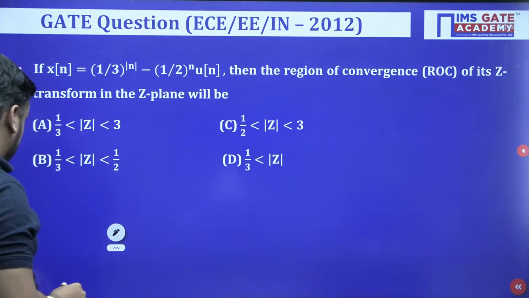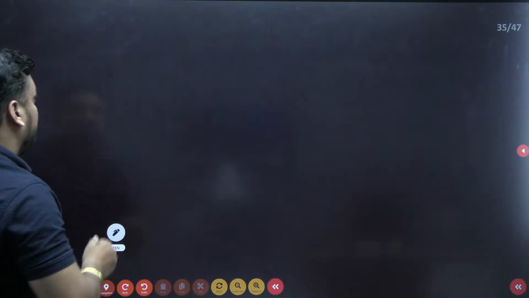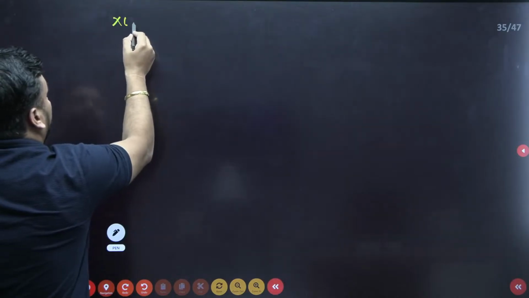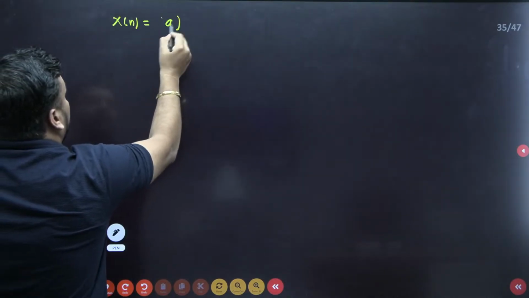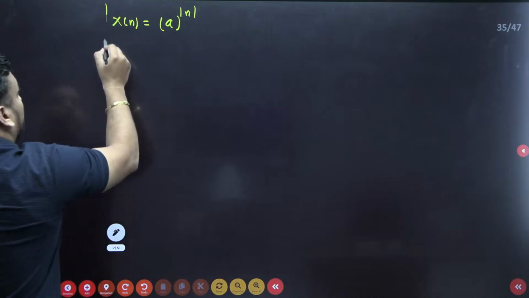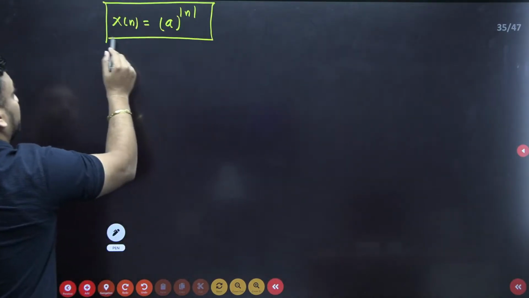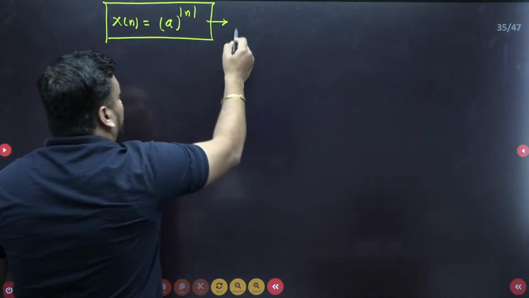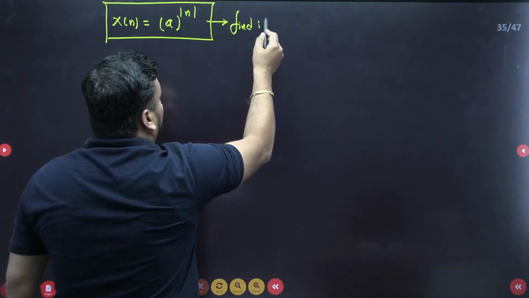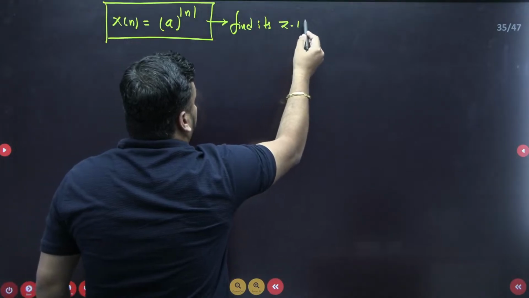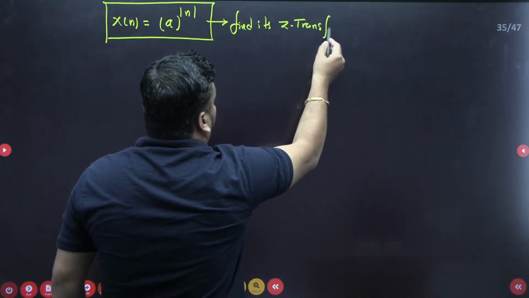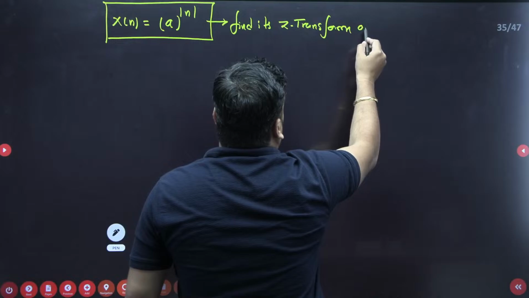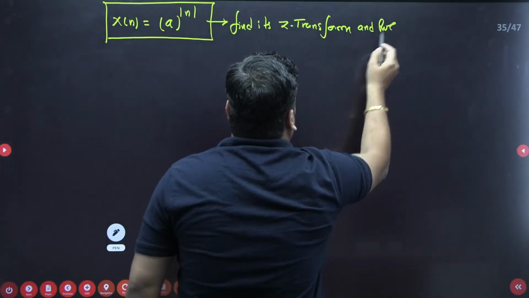And before solving this question, I just want to solve this example. Find the z transform of x of n equal to a to the power mod of n. Find its z transform and ROC.